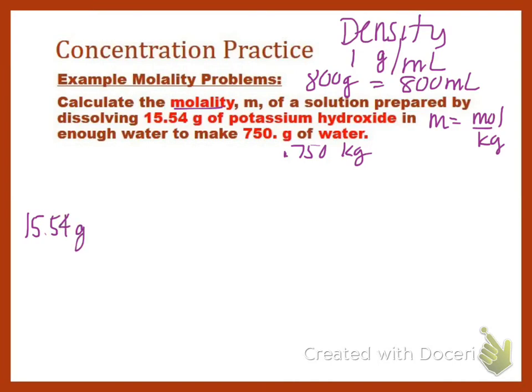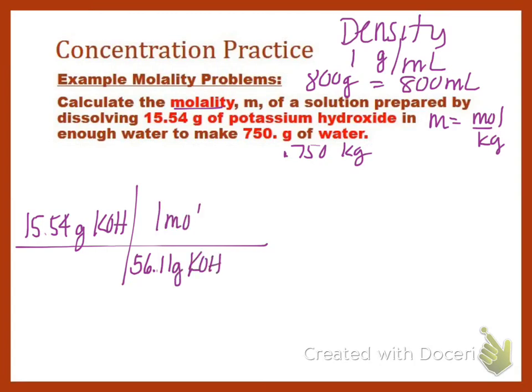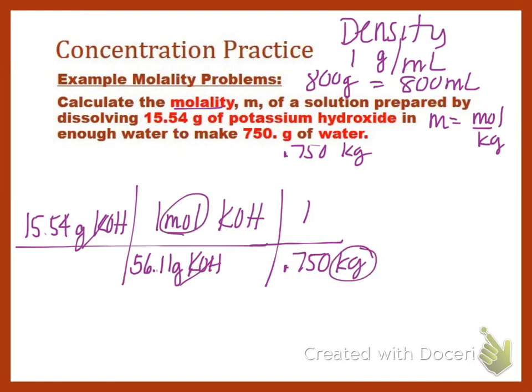So 15.54 grams of potassium hydroxide. I've got to get rid of grams, so the molar mass is 56.11. So now I'm in moles, and now I can simply divide by my kilograms, because then I would have moles and kilograms over each other, which is what I need. And it comes out to 0.369 molal, is how you say it. It's a molal solution.